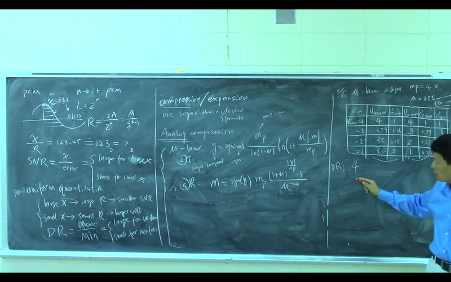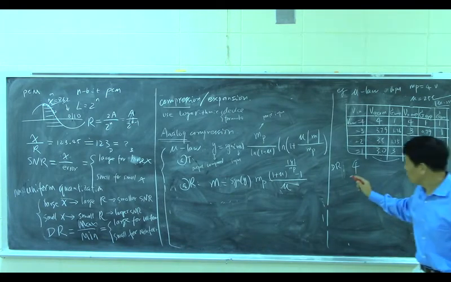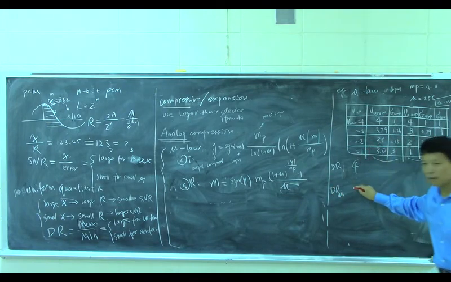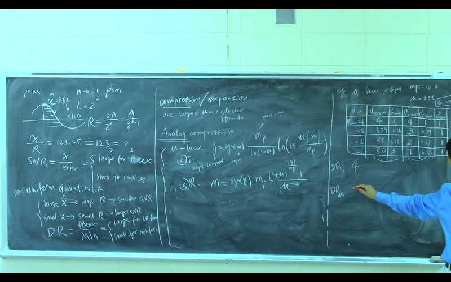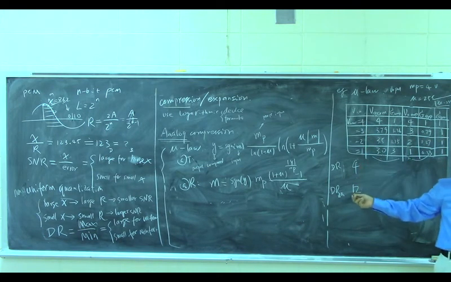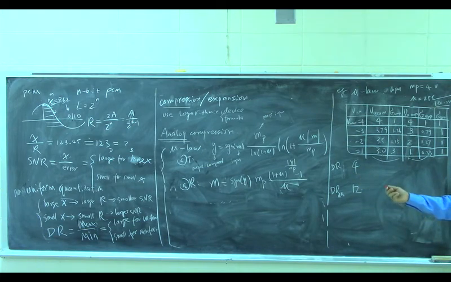So what is this one? The dynamic range in dB equals what? 12, okay, perfect, 12 dB. That means the maximum value is 12 dB higher than the minimum value.